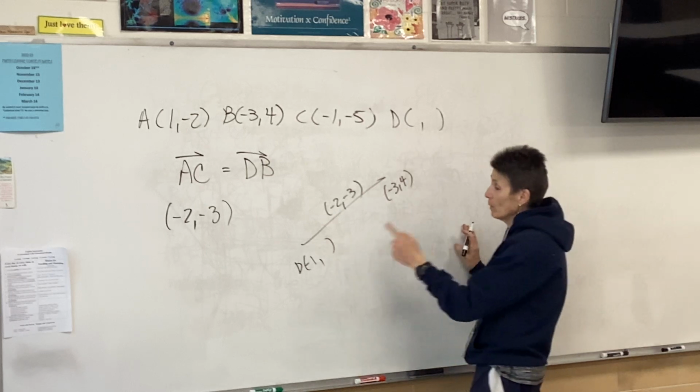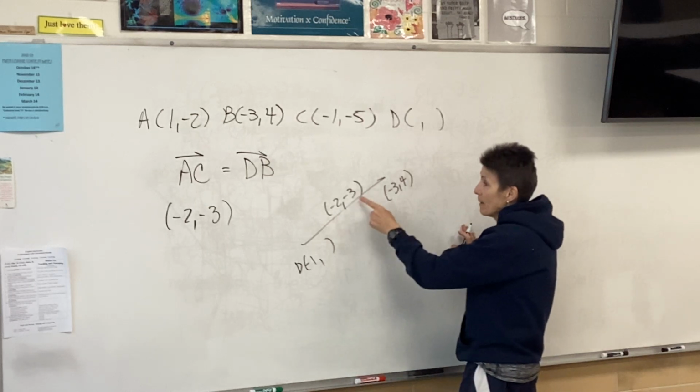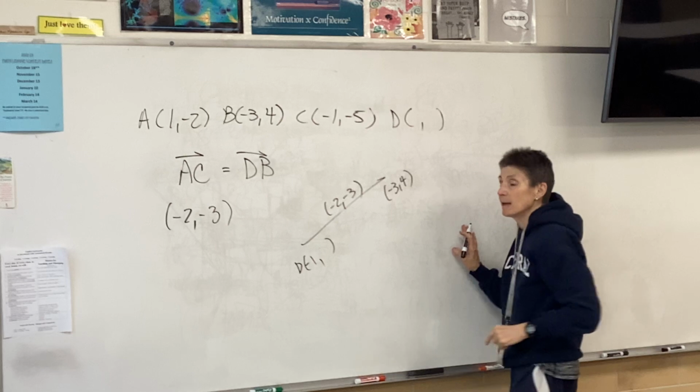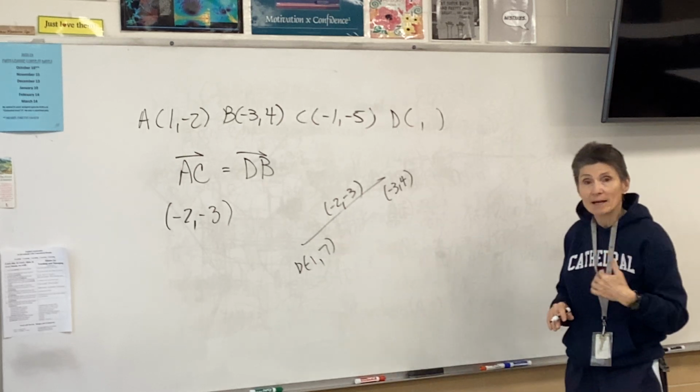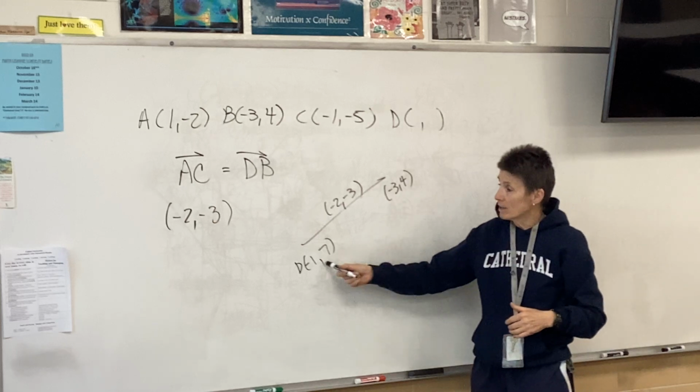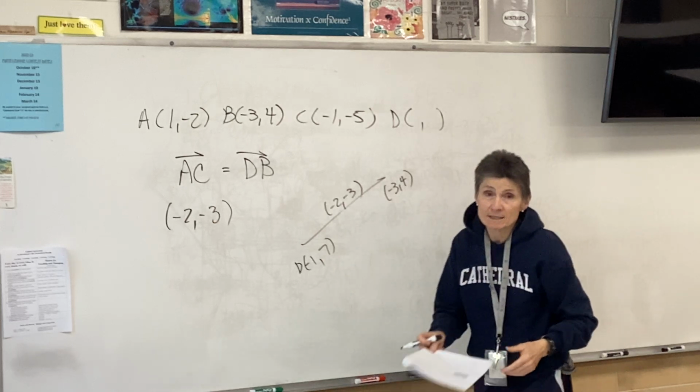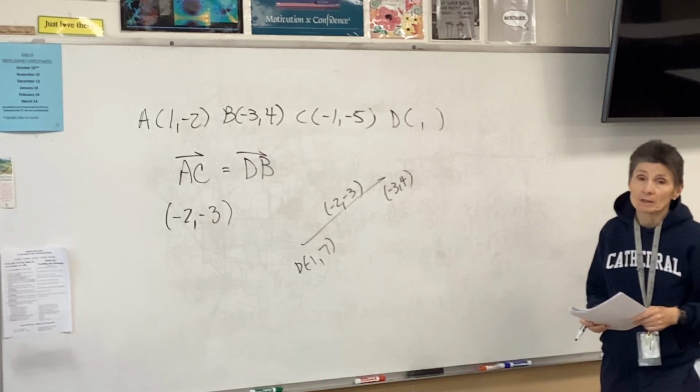Okay, now where do I have to start so that if I back up 3, I end up at 4? Well, wouldn't that be 7? If I start at 7 and back up 3, I end up at 4. So there are the coordinates of point D.